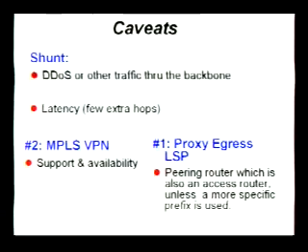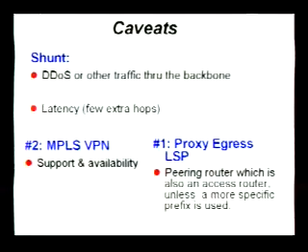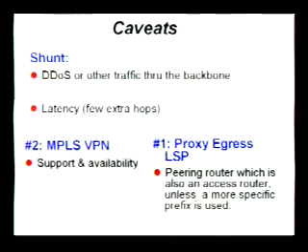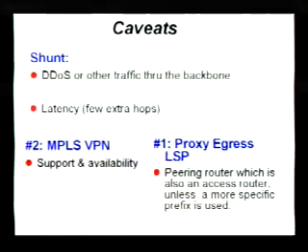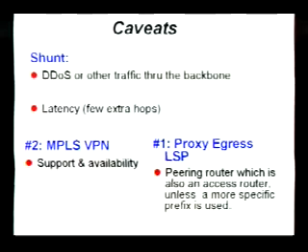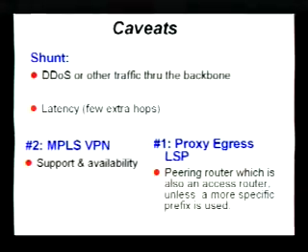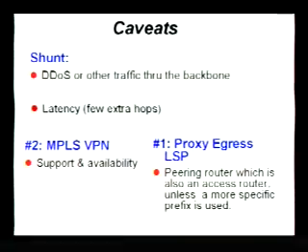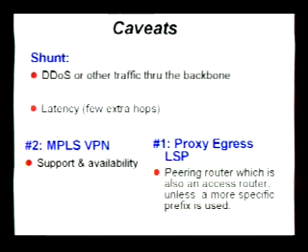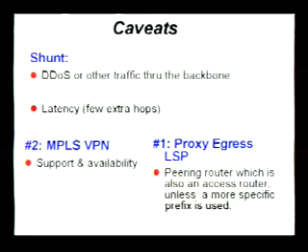So for the MPLS VPN, again, there are IOS support issues for your devices, and for the egress proxy LSP. If the egress device and the peering router are the same box, if you didn't use a more specific prefix, you would potentially have a loop. If you had the filtering device on the same box also, they definitely have an issue.